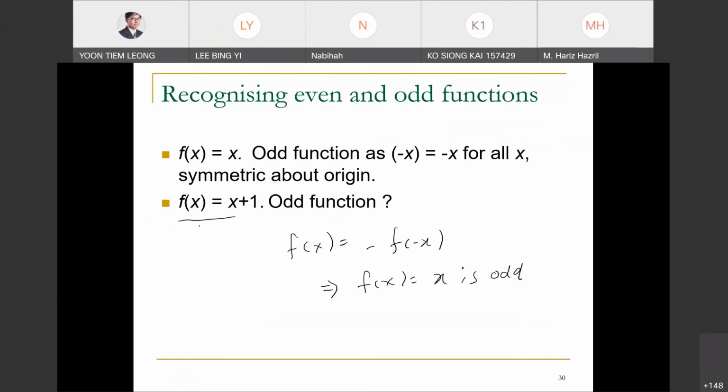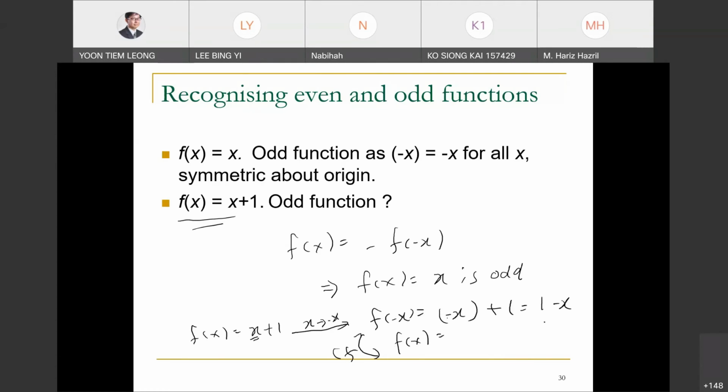Okay, so next question, let's try this. You have a function f of x equals x plus 1. You carry out an operation of replacing all the x by minus x, then you get this, right? When you see x, you replace it by minus x, and 1 is just 1. So you have this expression equals 1 minus x, and you compare it with the original function. What is the original function? The original function is equal to 1 plus x.